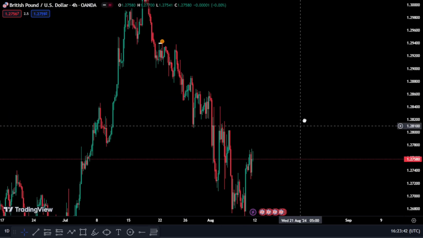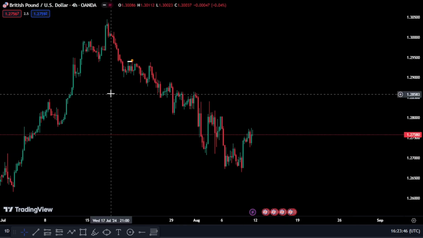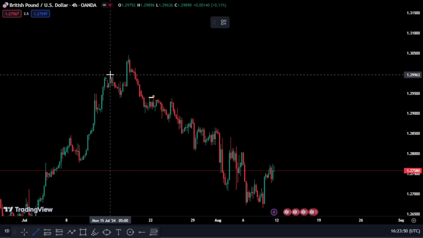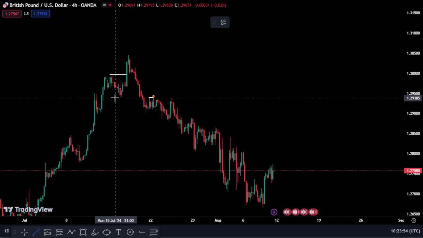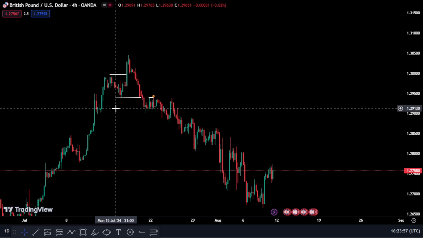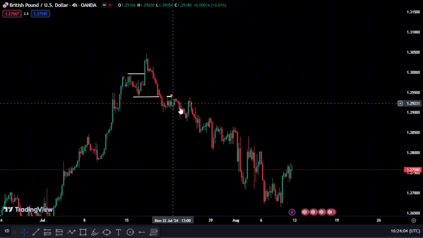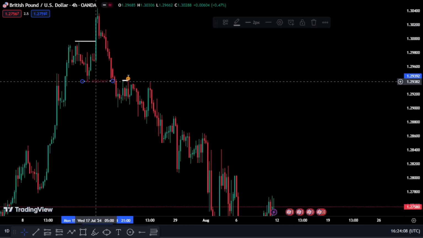As you can clearly see, this is the GBP USD chart. Looking at this here, you can clearly see that there's what? A sweep of liquidity, and then there's a break of structure to the downside. So already that should tell you that we have a trend to the downside.